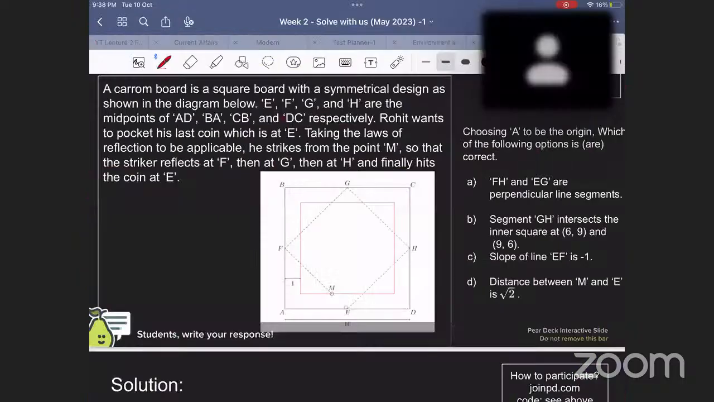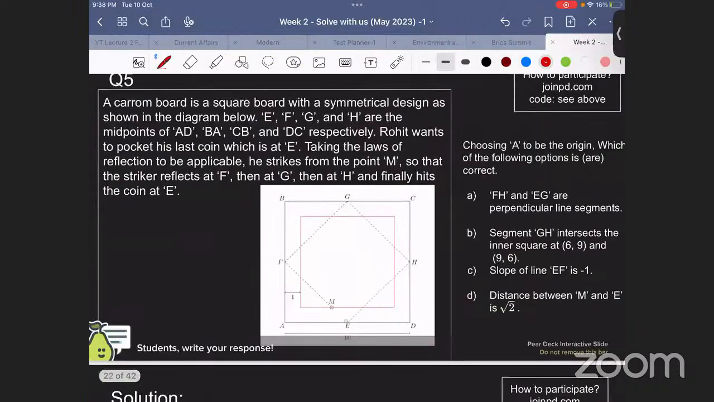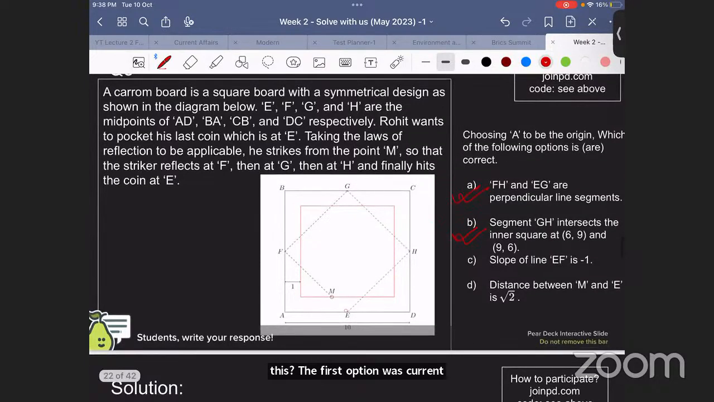Okay, so are you able to solve this problem, or should I solve this? The first option was correct. I guess the second is also correct. Second option, sir. Couldn't understand, sir. Okay, see, I told you, right?